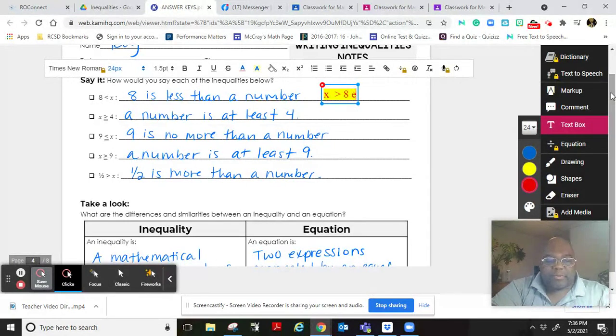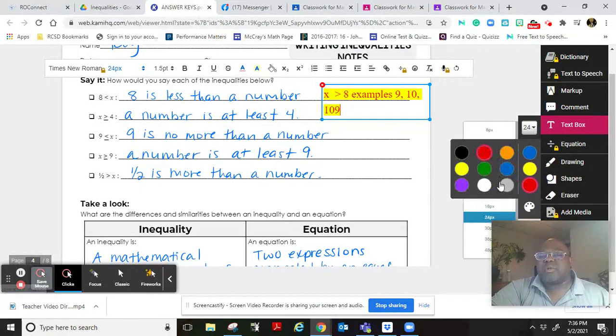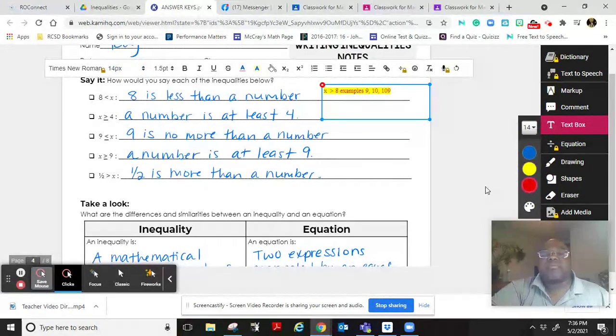And what are some examples? Examples for X is greater than 8 would be, how about 10? How about 9? How about 109? These were all true statements. Make this a little smaller so we can get it on one slide.